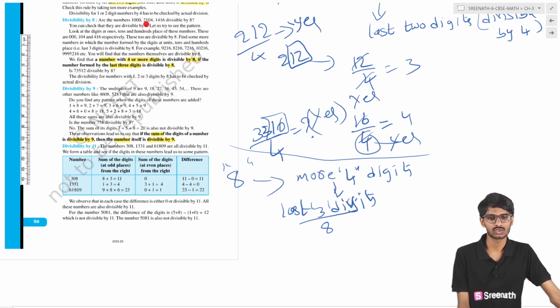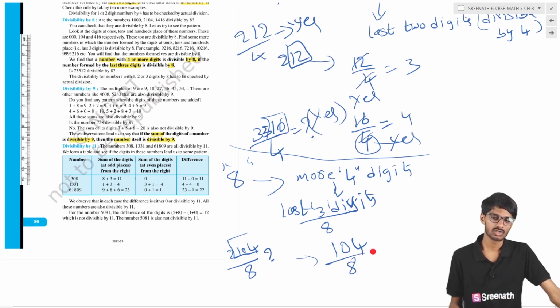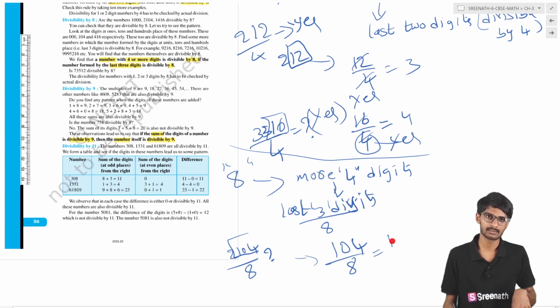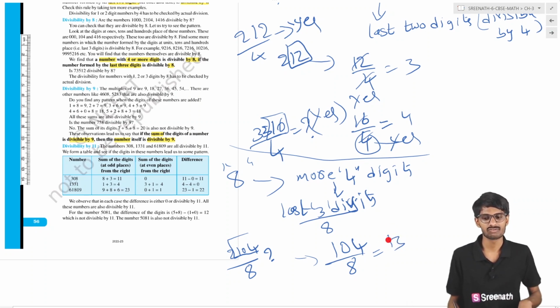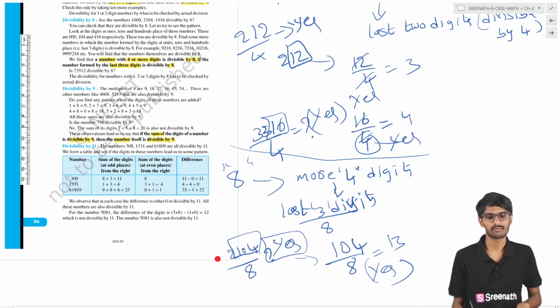So for example, now take 2104. We want to check whether it is divisible by 8 or not. This is the question. For that, you have to take the last 3 digits, 104, and find whether it is divisible by 8 or not. So for that, you have to do the division. 8 ones are 8, and it is having 2 24. How many times does it fall? 8 threes are 24. So finally it is divisible. So the last 3 digits are divisible by 8, hence this is also divisible by 8. This is the procedure you have to follow.